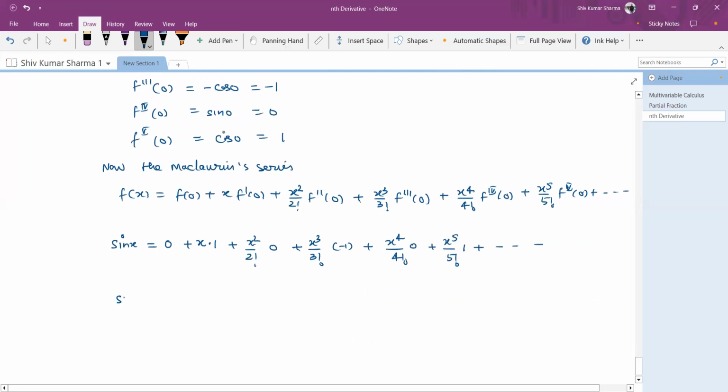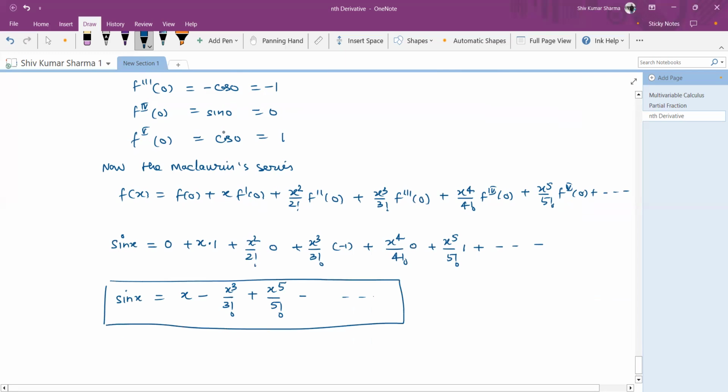So we write down the expansion of sin x. Sin x is equal to x minus x cube upon factorial 3 plus x^5 upon factorial 5 minus and so on. So this is the expansion of sin x. We can easily obtain the expansion of cos x. We can easily obtain the expansion of e raised to the power x. Okay, so try to solve the questions related to that.